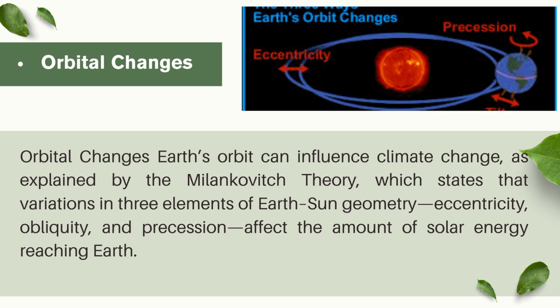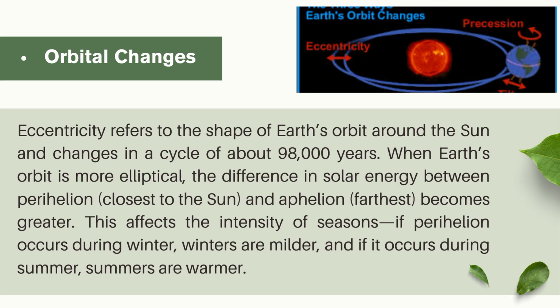So basically, this theory explains how changes in Earth's orbit, which is the shape, tilt, and movement of the Earth, affect our climate over long periods of time. So there are three main factors that cause these changes. So these are the eccentricity or the shape of Earth's orbit, obliquity, the tilt of Earth's axis, and precession, the wobble of Earth's axis. Let's talk about the eccentricity.